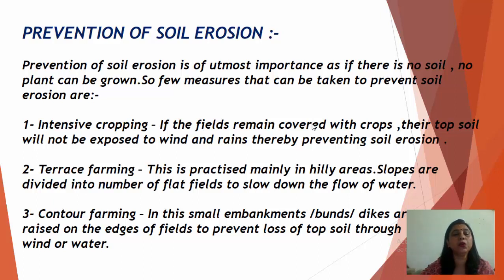Now third is the contour farming. In this, small embankments, bunds, dikes are raised on the edges of fields to prevent loss of topsoil through wind or water. Means field के चारों तरफ छोटे छोटे बांध बना दिए जाते हैं या मिट्टी से जैसे कहते हैं मेड़ चढ़ा देते हैं. एम्बैंकमेंट्स होते हैं so that जब हम खेत में या अपने फील्ड में पानी लगाएंगे तो वो पानी बहेगा नहीं. जब पानी नहीं बहेगा तो अपने साथ में वो मिट्टी भी बहा के नहीं ले जाएगा.